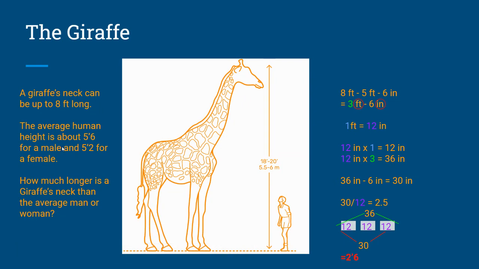Also, to take you deeper, if we wanted to do the same thing for the female height, all we have to do is subtract 4 inches. So it'll be 2 feet and 2 inches instead of 2 feet and 6 inches. All right. 2 feet, 6 inches for men, 2 feet, 2 inches for female.